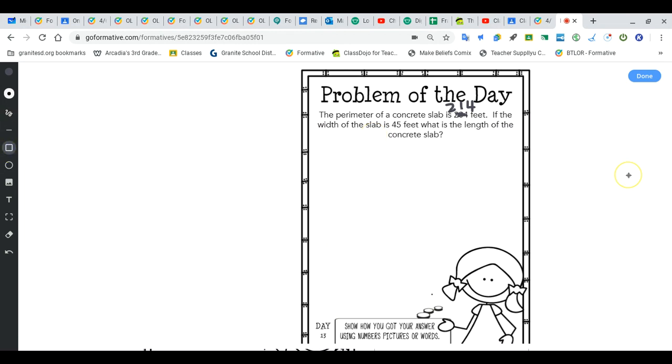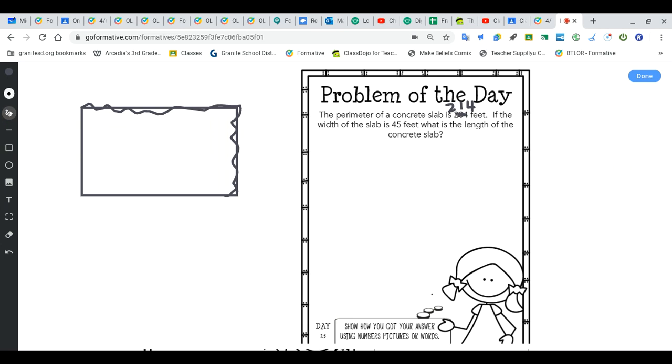All right, so we have a big concrete slab, which just means a big piece of concrete on the ground that's a square. Okay, so we know the perimeter, or the whole distance around. If I were to measure all the way around, the perimeter is 214. If the width of the slab is 45 feet, what is the length?